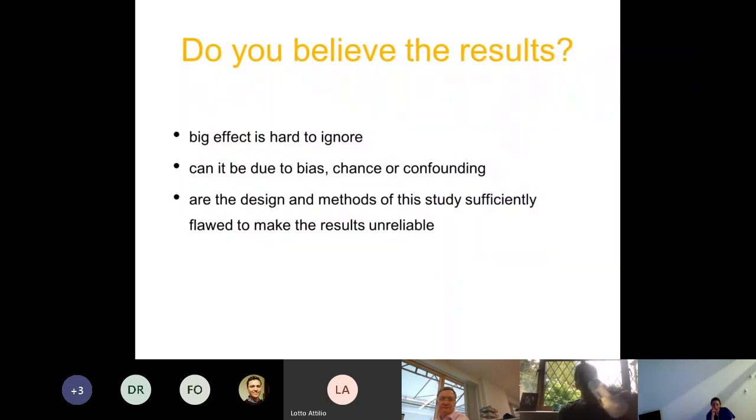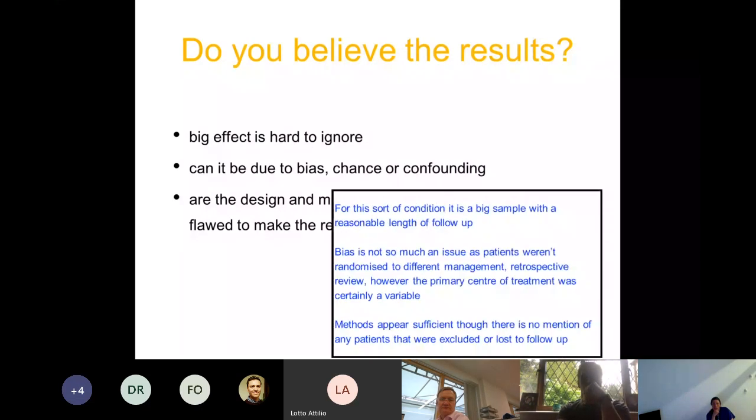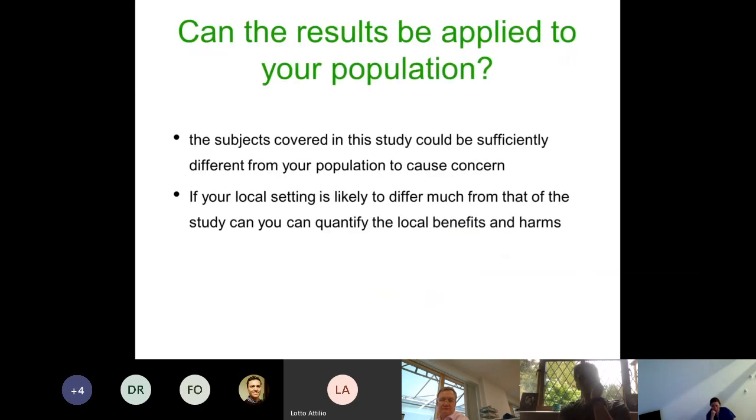The next question I guess you need to ask yourself is, do you believe the results? And in this study, it was a pretty good sample size with a pretty good length of follow-up. A lot of what we do in paediatric cardiology, as I said, is we retrospectively review, a large centre retrospectively reviews its own practice and shares it with others. We learn from one another. As I said, bias is not so much an issue. The patients weren't randomised as such. And the methods do appear sufficient, though there's not much about follow-up and those that were lost to follow-up, and that was my only question really with this one.